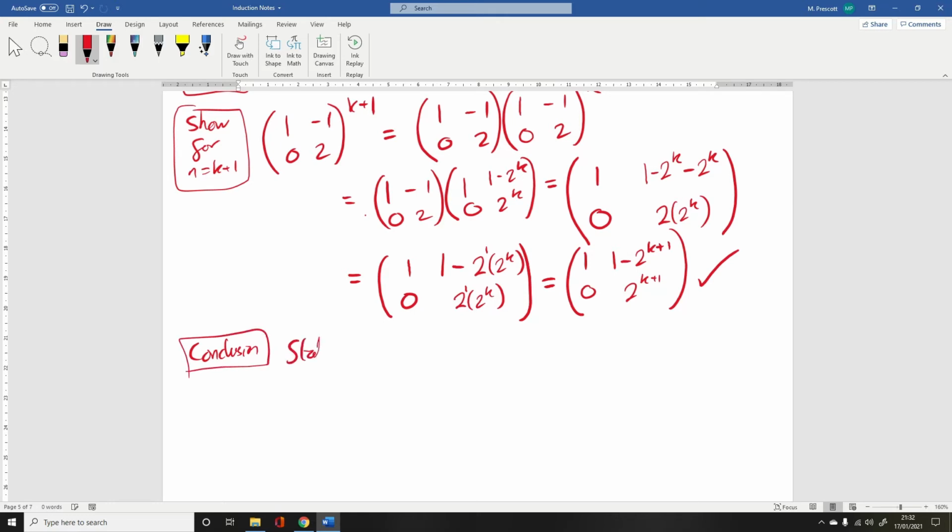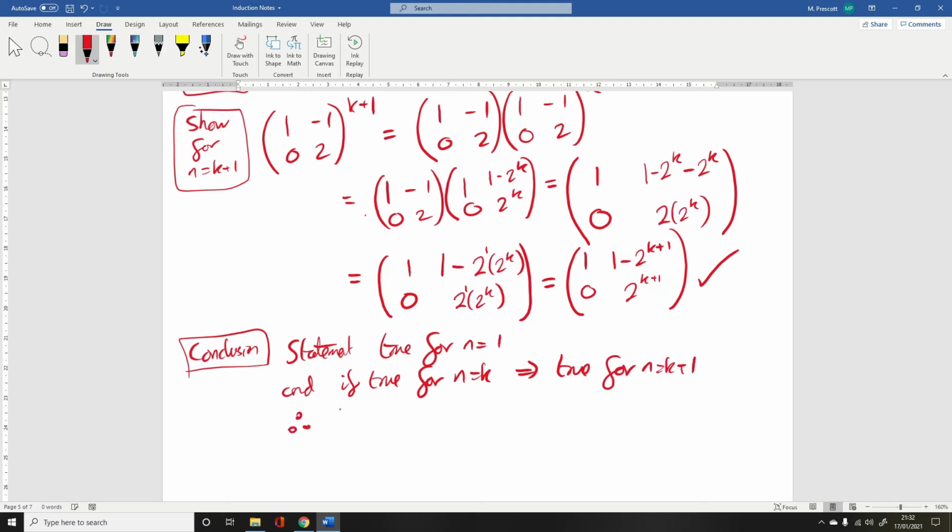We should then have our conclusion, which is that the statement is true for n equals 1, and if true for n equals k, that implies true for n equals k plus 1. Therefore, by induction, it's true for all natural numbers. Cool, okay.